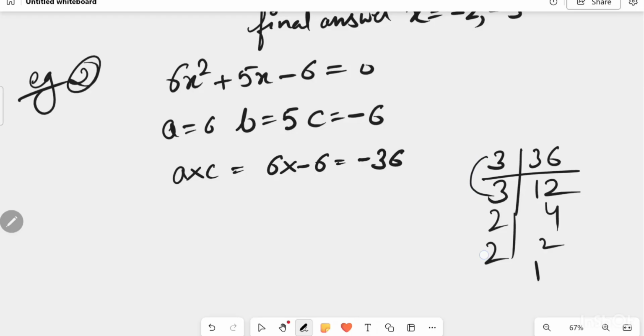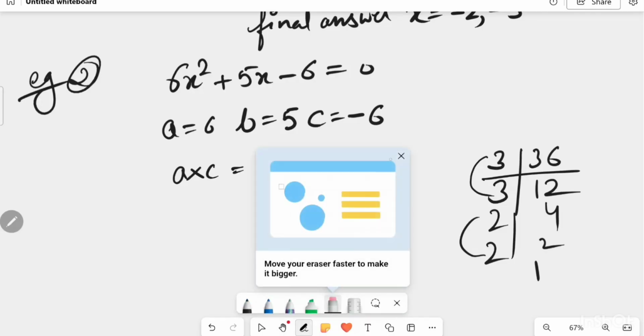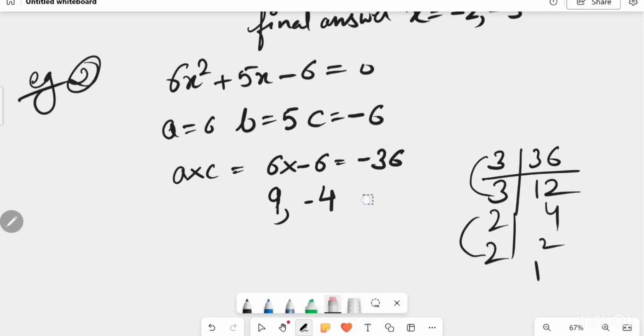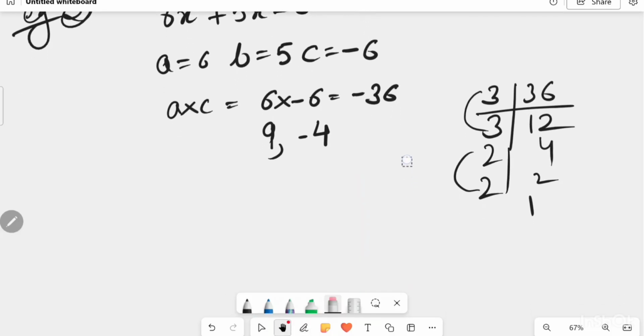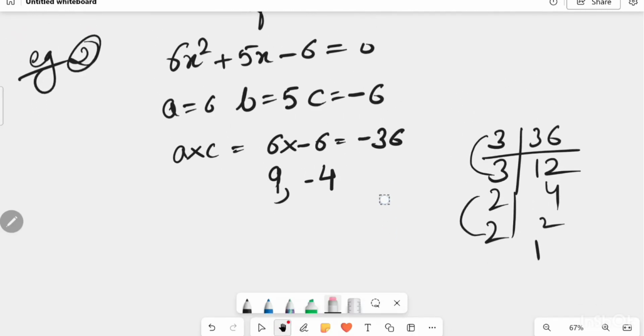3 3s are 9 and 2 2s are 4. We get two numbers, 9 and 4. 9 into 4 is 36, but we want minus 36. So we will take 9 and minus 4. These are the two numbers. Now what will we do? We will split the middle term. What is our middle term over here? 5. We will split the middle term.